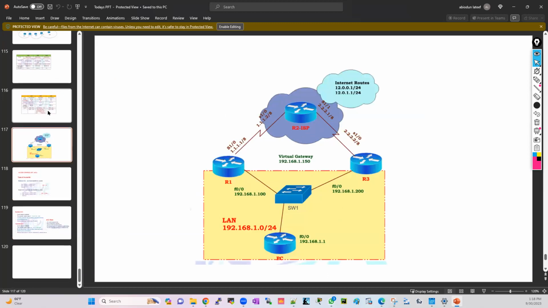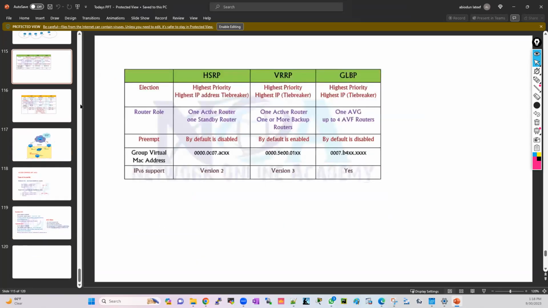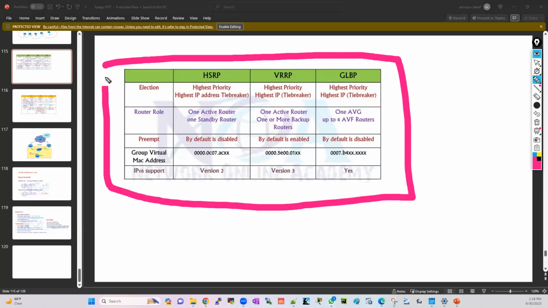Okay, this is not part of OSPF. This is where the OSPF issue is. Okay, this is where it stops. This is where the OSPF market stops. So on these parts, these are the small metrics we need to know: the election, a router role, preemptive, and then grouping. All this one, we should just forget about it.